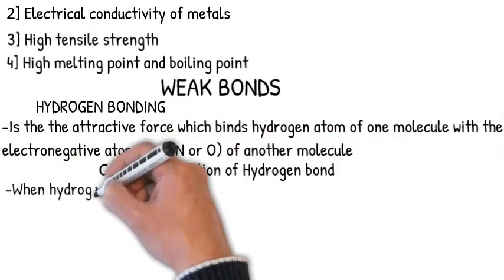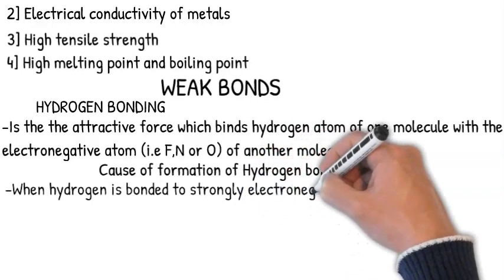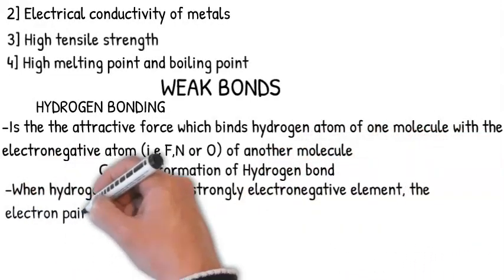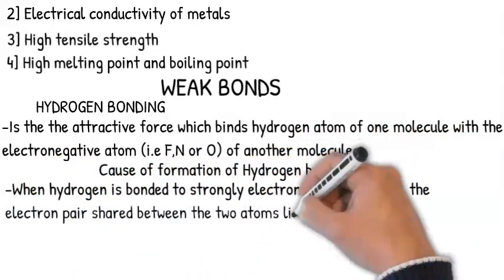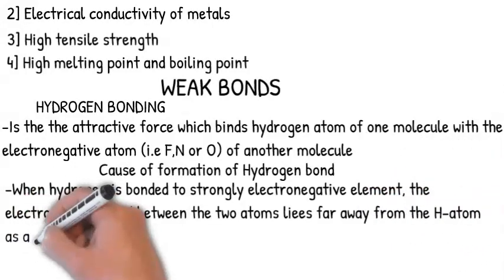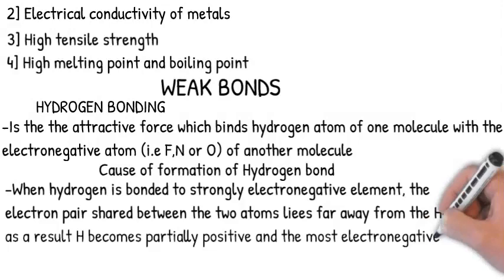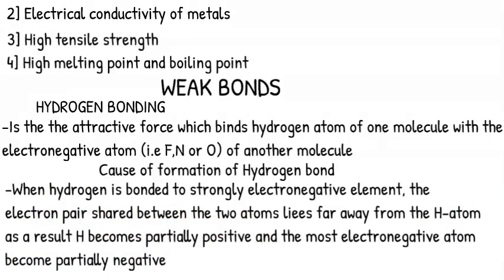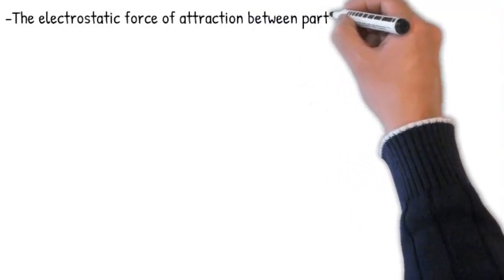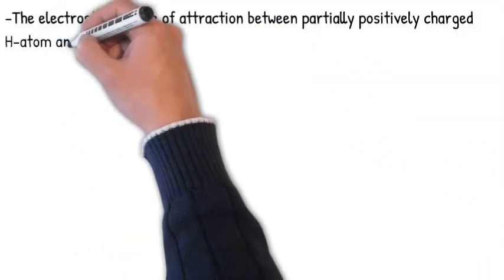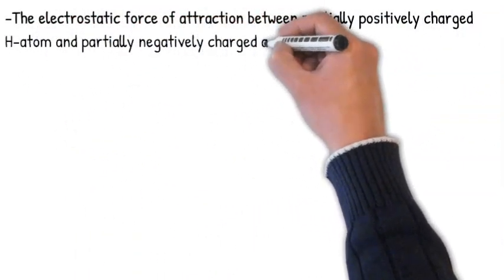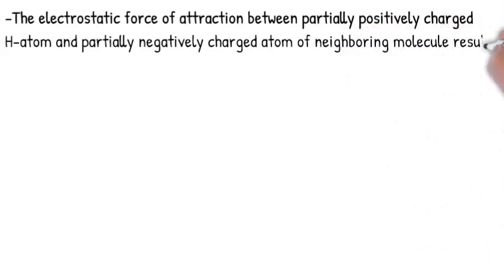When hydrogen is bonded to a strongly electronegative element, the electron pair shared between the two atoms lies far away from the hydrogen atom. As a result, hydrogen becomes partially positive and the more electronegative atom becomes partially negative. The electrostatic force of attraction between the partially positively charged hydrogen atom and the partially negatively charged atom of a neighboring molecule results in the formation of a hydrogen bond.